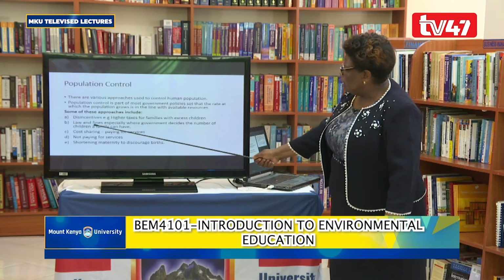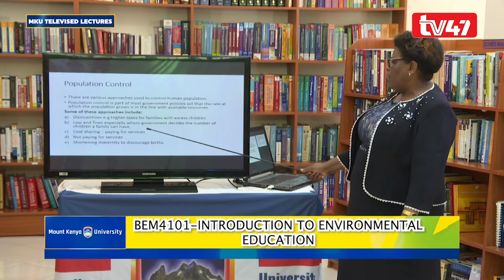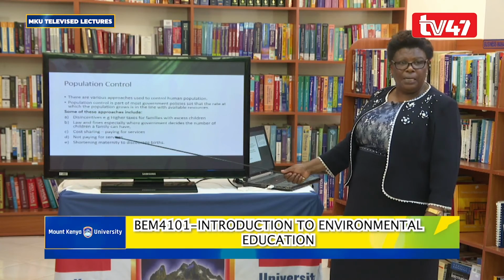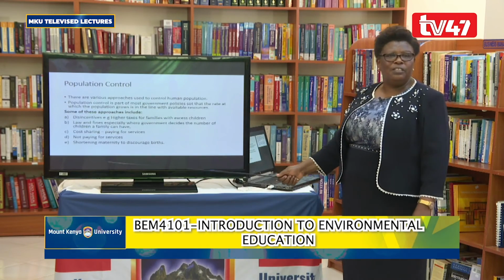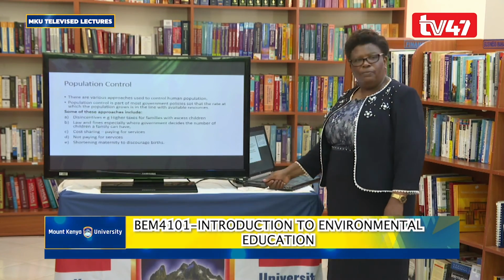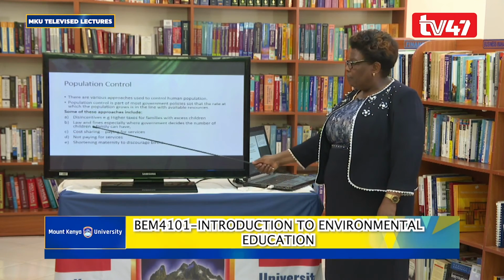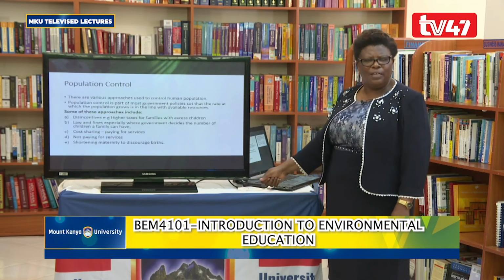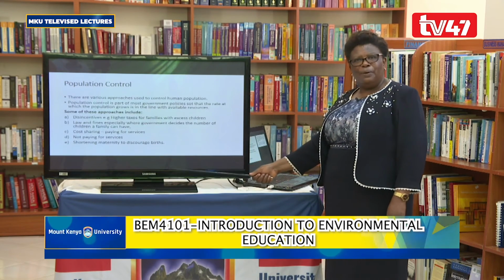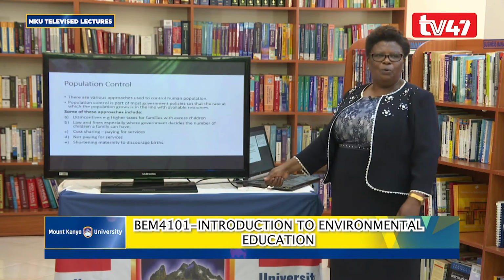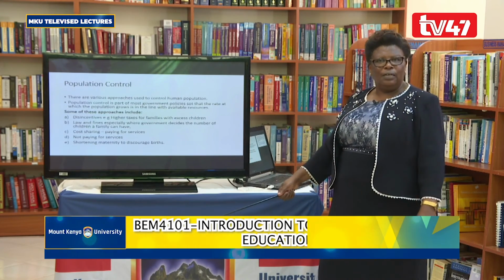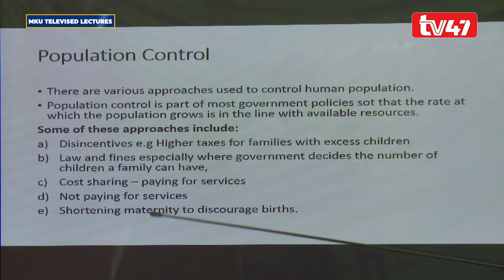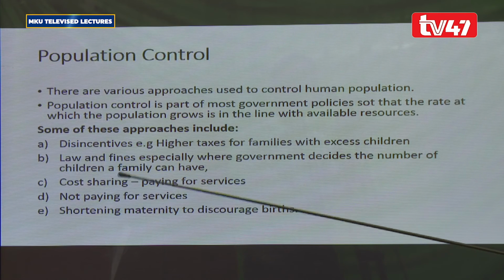The other one is law and fines, especially where the government decides the number of children a family can have. This is very relevant in China. In China, there is a policy of one child. So if you exceed that, the law will follow you up. And the Chinese people, they are very particular about this. How I pray that this can come to Kenya. But again, I don't know the impact of this in our future generations, where we are only giving birth to 1 or 2 children. Our great-grandfathers are crying, but this is another approach that has been used. It has worked in China, and I believe it can work elsewhere.